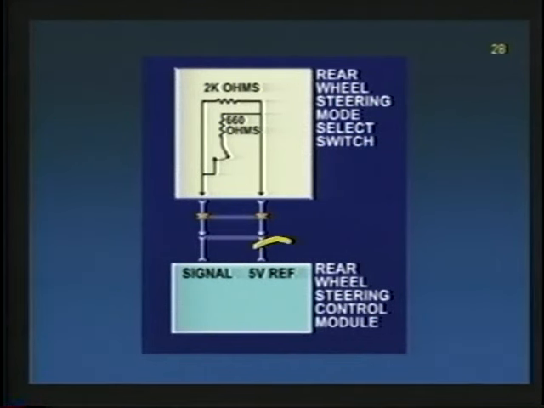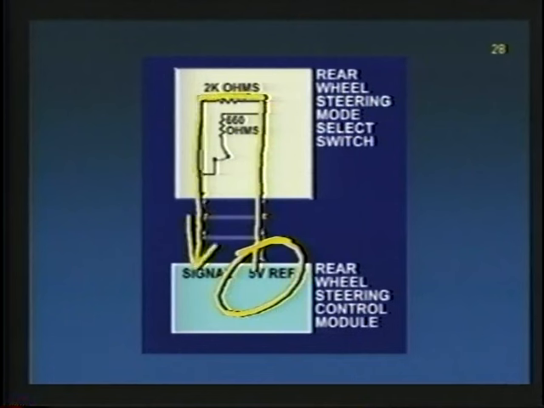So take a 5-volt ref, come out of the rear steer module. Send it up to the switch itself. In the normal position, in other words, you don't have your finger on that button, we're going through a 2K ohm resistor and sending a signal back to the module. So we're dropping that voltage. The module looks at the voltage. The 2K ohm resistor is going to be about 1.8 to 2.2 K ohms. It's got a little bit of a range, like most resistors do.